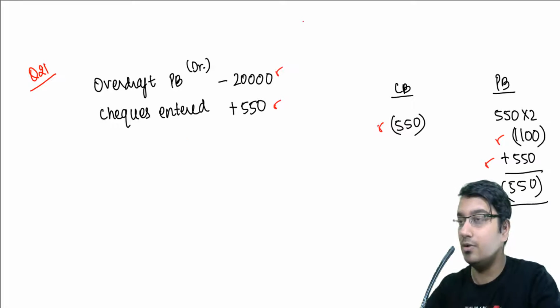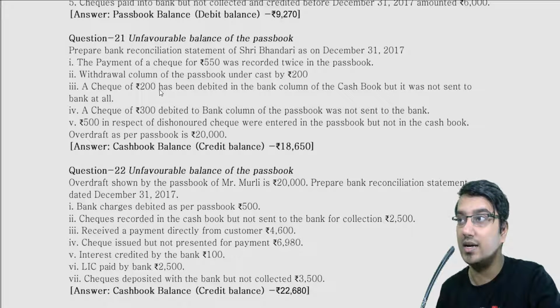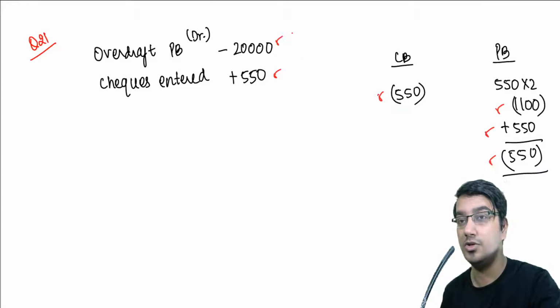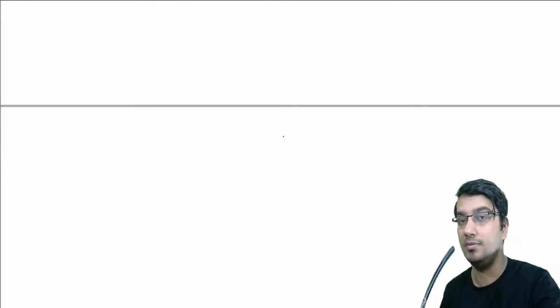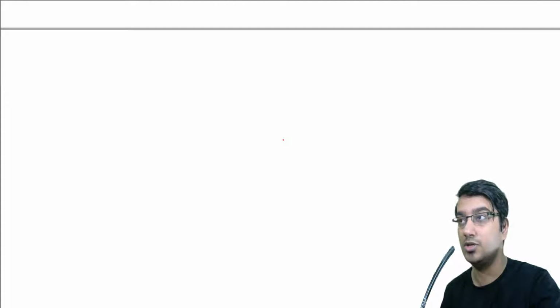Next it says about overcasting and undercasting. It says the withdrawal column of the passbook. That means the payment side of the passbook is undercast. Now before going to the question, we have to understand this concept. This comes very frequently in the questions of bank reconciliation. So we'll understand the whole concept, not just this point.